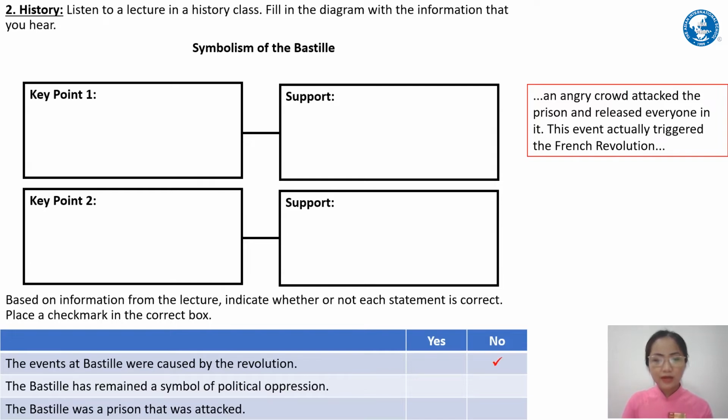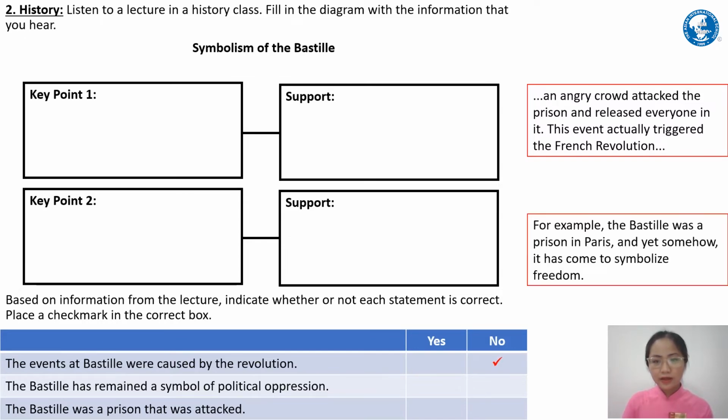For the next statement, the Bastille has remained a symbol of political oppression. So you can see that the Bastille was a prison in Paris, and yet somehow it has come to symbolize freedom. So the Bastille has remained a symbol of freedom, not political oppression. So the answer is no. And for the last statement, the Bastille was a prison that was attacked. The answer is definitely yes.